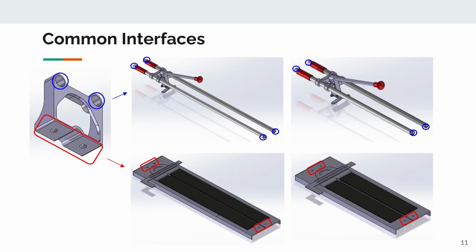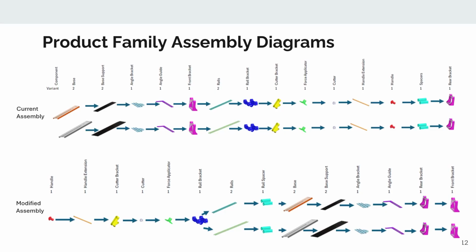The rails seat into the holes identified in blue. The base of the brackets is secured to the base assembly using bolts. Looking at the current product family assembly diagram, the part variation appears at the beginning with no strategy to prioritize common components. In the diagram for the modified assembly, we enable delayed differentiation to take place by front-loading the common components for an improved result.